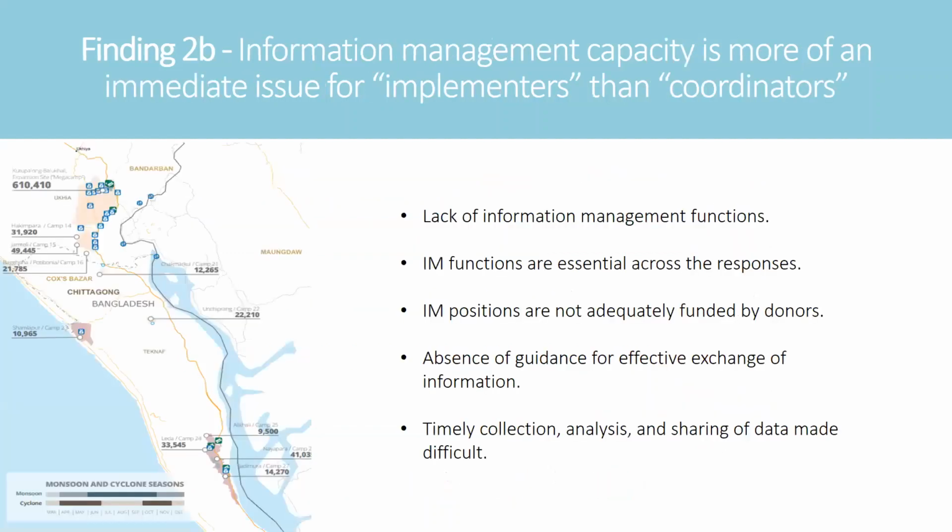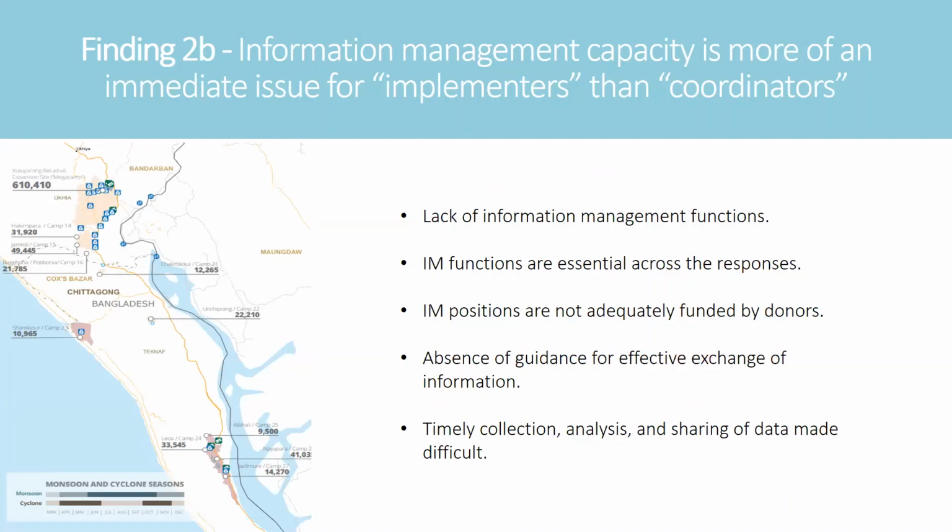Moving on to finding 2B, information management capacity is more of an immediate issue for implementers than coordinators. As I just mentioned, we found that actors on the ground were positive about the amount of information available. However, they had concerns about a lack of information management functions, particularly dedicated information management officers and units, both at the response and organisational levels, to analyse and use all this data effectively.